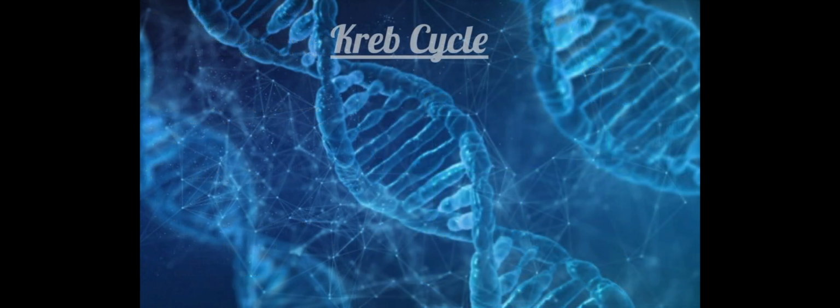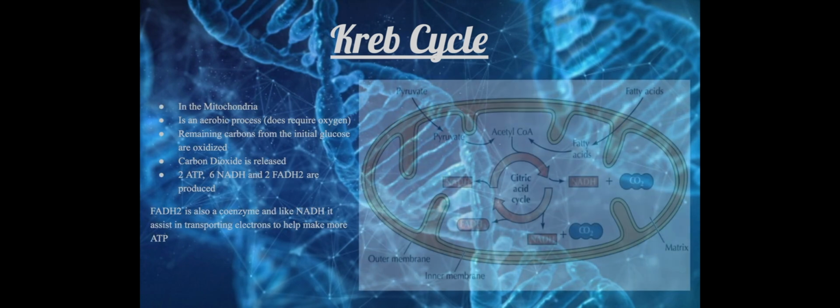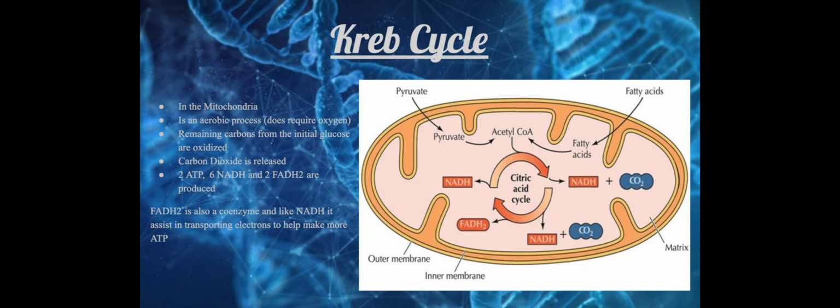Now the second phase, the Krebs cycle or the citric acid cycle. This all happens inside of the mitochondria. It is an aerobic process, so oxygen is required in this process. What happens in the process is the remaining carbons from the initial glucose are oxidized. Carbon dioxide is released and 2 ATP, 6 NADH, and 2 FADH2 are produced. Now, FADH2 is also a coenzyme like NADH, and like NADH, it assists in transporting electrons to make more ATP later on.